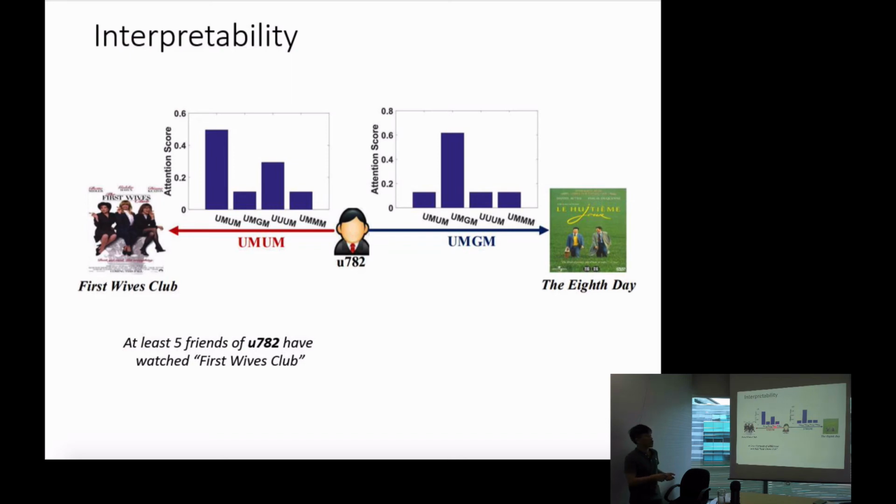And even UUM is also a high score here because they go through some of the users and then go to that movie. Another example here is this movie recommended to this user, and this is a drama movie, and actually it's the favorite genre of this user. So you have the UMGM, where G is genre. So this is one example that they show in the paper.